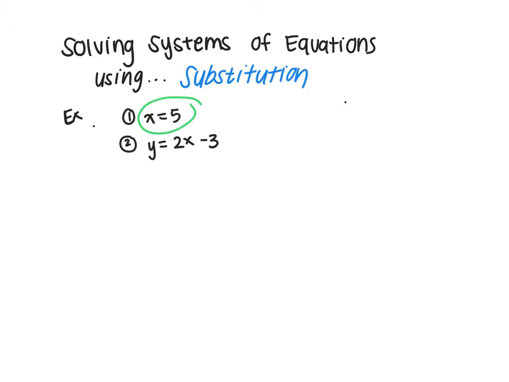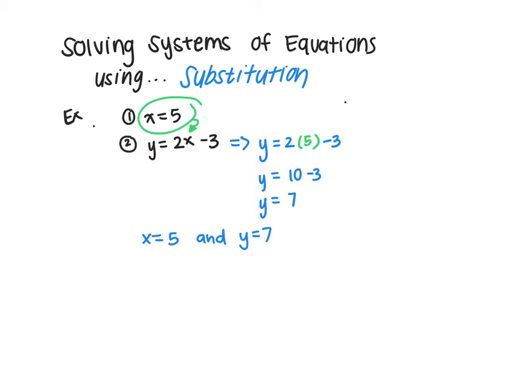x equals 5 into the second equation. So what we get is, using the second equation, y equals 2 times 5 minus 3. And evaluating that, we get y equals 10 minus 3, and y equals 7. So solving this system of equations, we have x equals 5 and y equals 7.